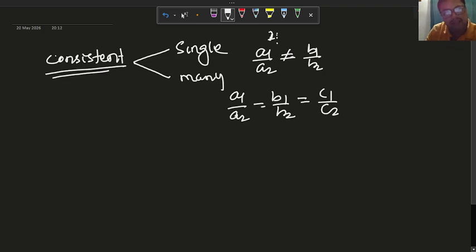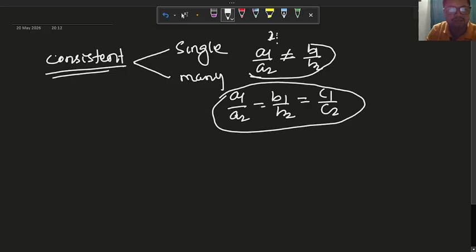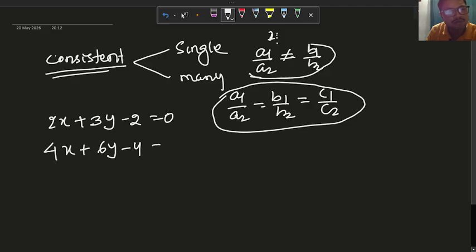You can derive these conditions by the graphical method. Suppose here is an example: 2x plus 3y minus 2 equal to 0, and another is 4x plus 6y minus 4 equal to 0. Then what about the solutions?